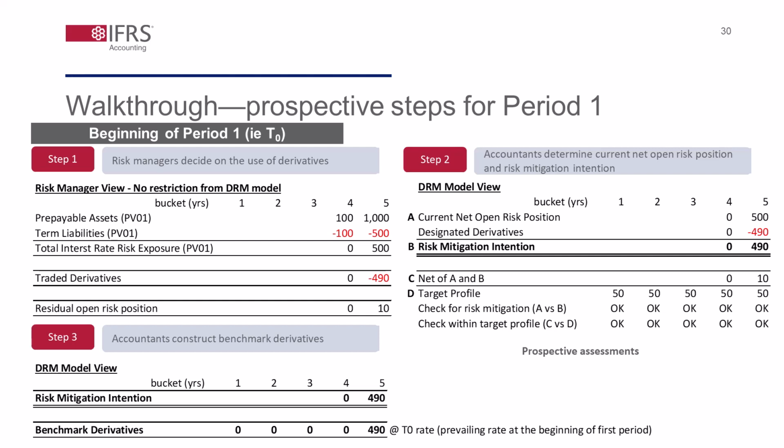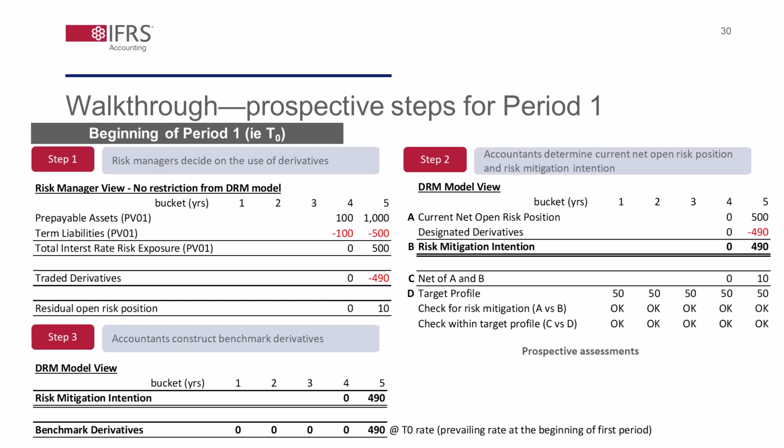However, if risk managers traded a derivative with a total PV01 of, for example, -510 in year 5 bucket instead, the risk mitigation intention has to be set at 500 in that bucket, which is the maximum possible that would still meet the prospective assessment.